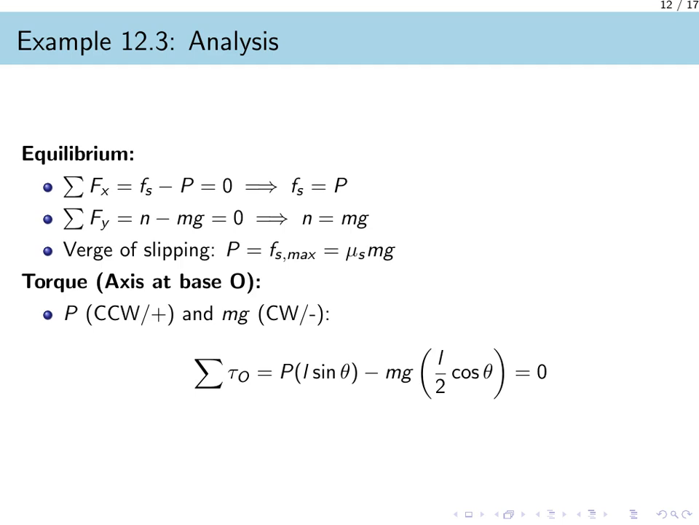The normal force from the wall, P, creates a positive counterclockwise torque. The weight, mg, acts at the ladder's center and creates a negative clockwise torque. Setting the sum of these torques to zero gives us our third and final equation for analyzing the system.